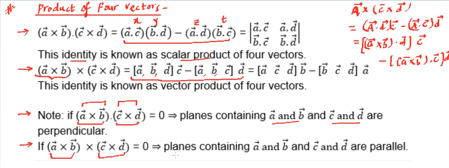So we can say from here that the plane containing vectors A and B and the plane containing vectors C and D are parallel to each other. So this will help us to prove parallel nature between the planes, and this will help us to prove perpendicular nature between the planes. Making sense?